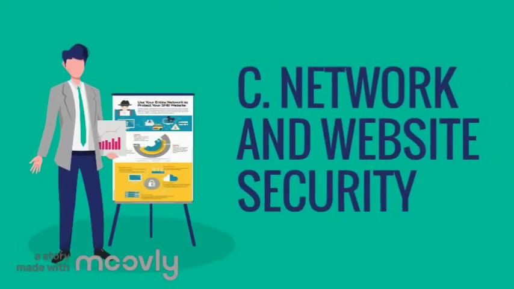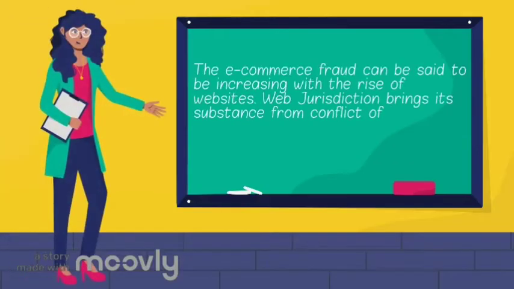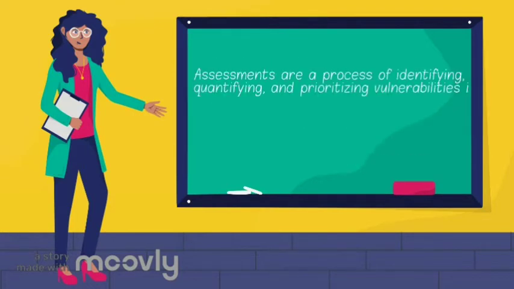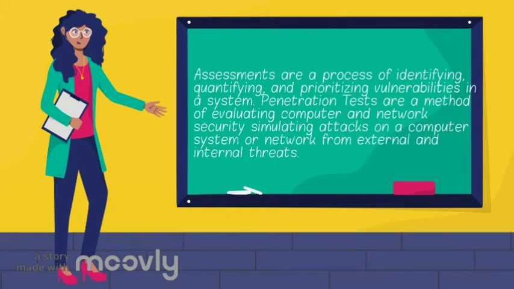Another aspect is network and website security. E-commerce fraud is increasing with the rise of websites. Web jurisdiction derives its substance from conflict of laws, public international law, constitutional law, and powers of the executive and legislative branches of government. Assessments are a process of identifying, quantifying, and prioritizing vulnerabilities in a system. Penetration tests are a method of evaluating computer and network security, simulating attacks on a computer system or network from external and internal threats.